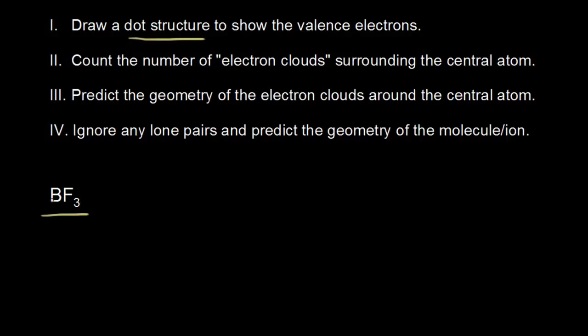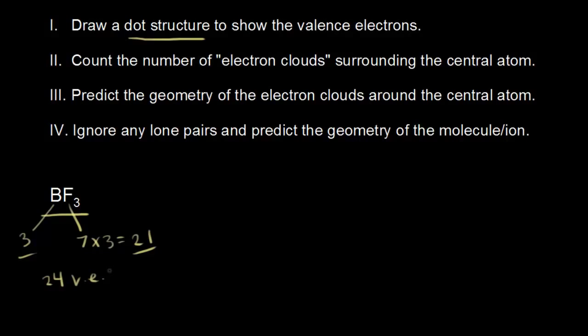So for boron trifluoride, I find boron in the periodic table. It's in group 3, so it has 3 valence electrons. Fluorine is in group 7, so it has 7 valence electrons. I have 3 of them, so 7 times 3 gives me 21. 21 plus 3 gives me 24 valence electrons that we need to account for in our dot structure.